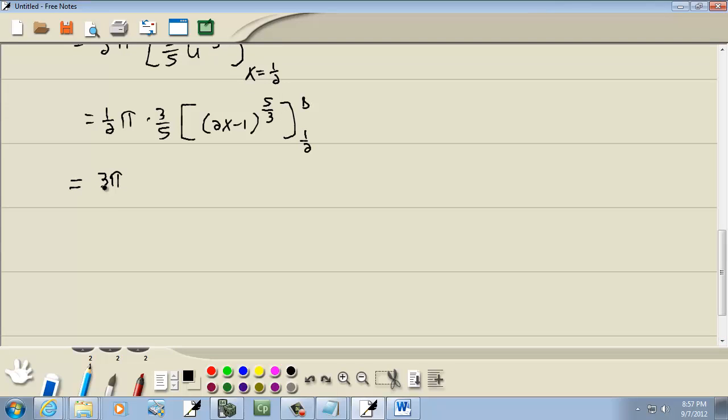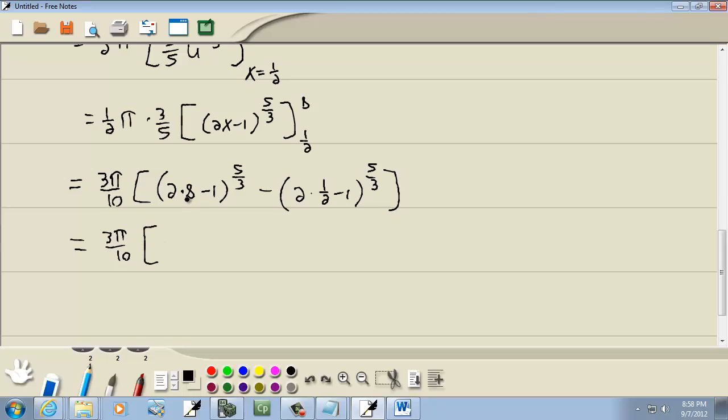Well, that gives us 3 pi over 10. And plug in my values here. And we got 2 times 8 minus 1 to the 5/3 power minus 2 times 1/2 minus 1 to the 5/3 power. Well, 2 times 8 is 16 minus 1 is 15, so we got 15 to the 5/3 power. And here we got 2 times 1/2, which is 1. 1 minus 1 is 0. 0 to any power drops away, so that's gone.